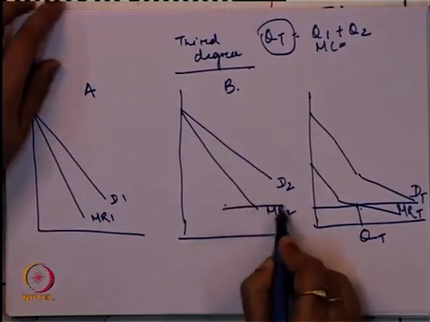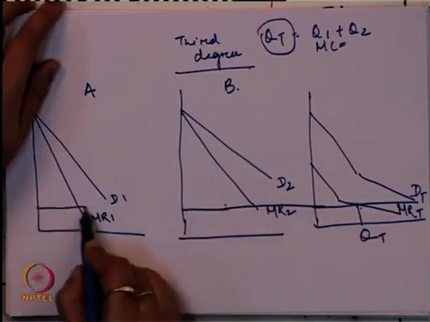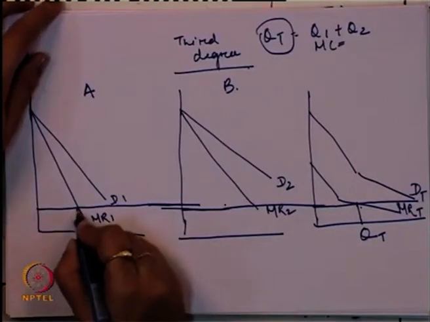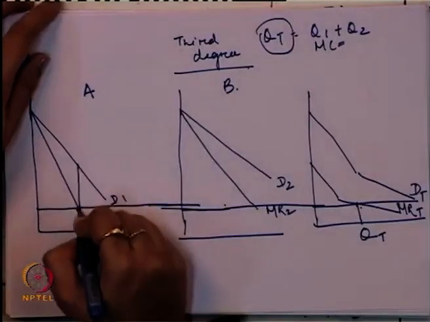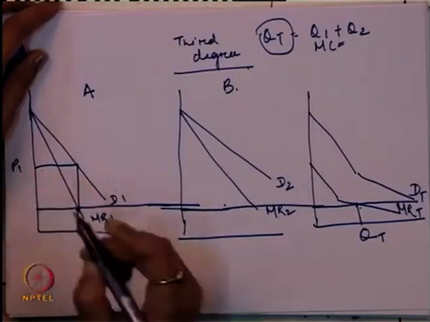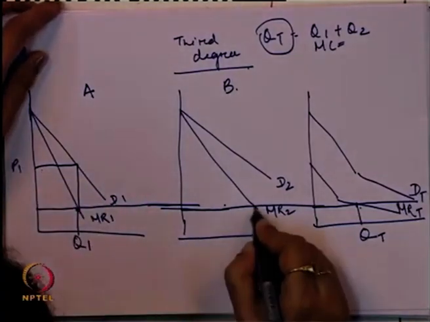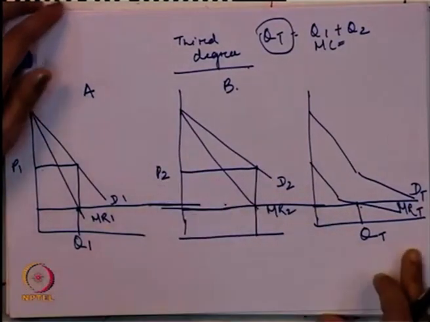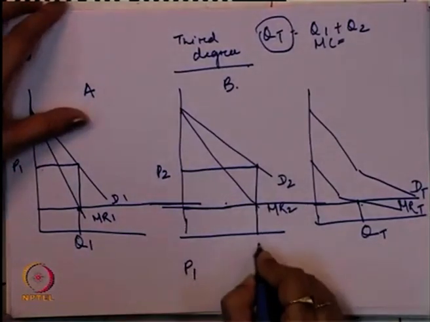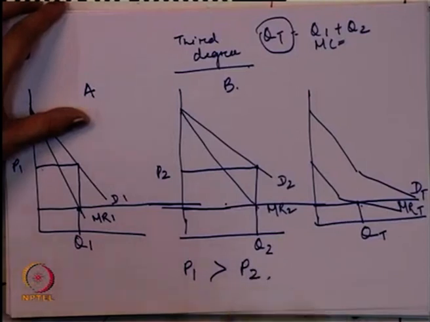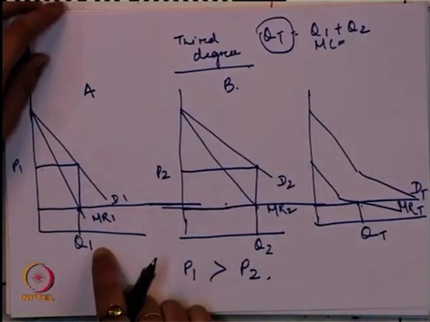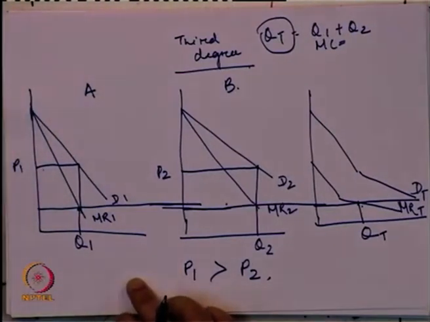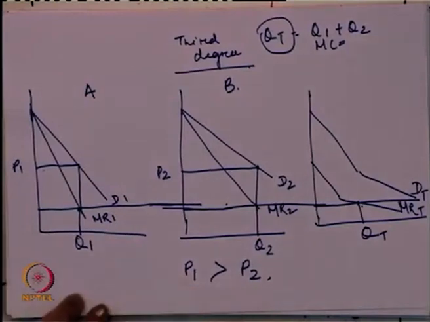Corresponding to this, we will take the extension of the marginal cost curve in market A and market B. Corresponding to this, we get the price and quantity. This is the price and quantity in the first market, and this is the price and quantity in the second market. If you look, P1 is always greater than P2. So what is the profit maximization rule for both the markets? For both, the profit maximization rule is to maximize the profit.